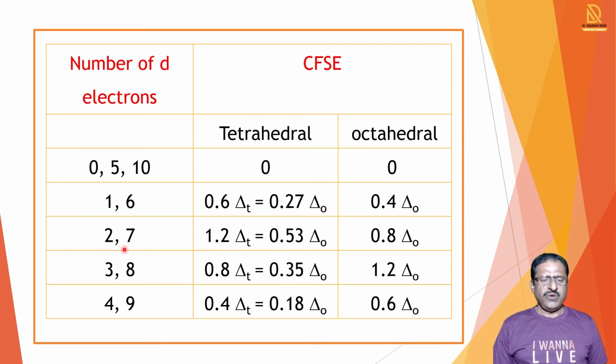For d2, it is 1.2 delta T. For 3, 0.8 delta T. For 4, 0.4 delta T. Again for 6, here 0.6 delta T. For 7, 1.2 delta T. For 8, 0.8 delta T. For 9, 0.4 delta T. In this way, we get the tetrahedral energy. When we compare the tetrahedral energy with the octahedral energy, this tetrahedral energy is 4/9 of the octahedral energy. Tetrahedral energy is 4/9 of the octahedral energy.